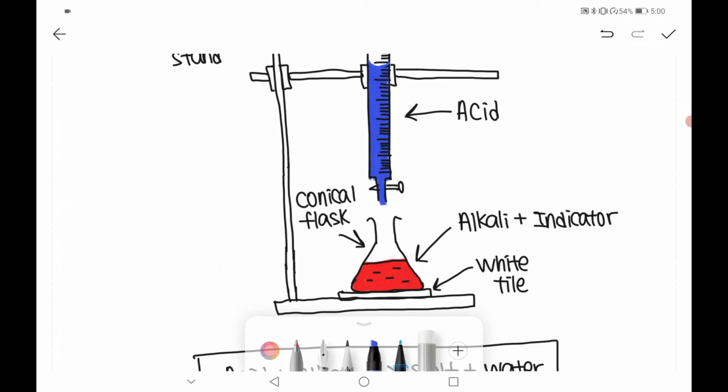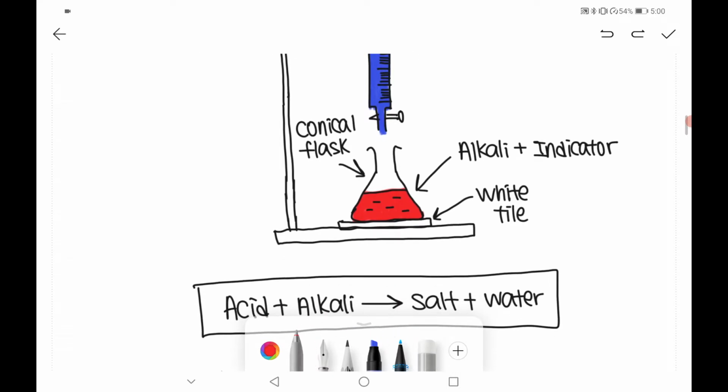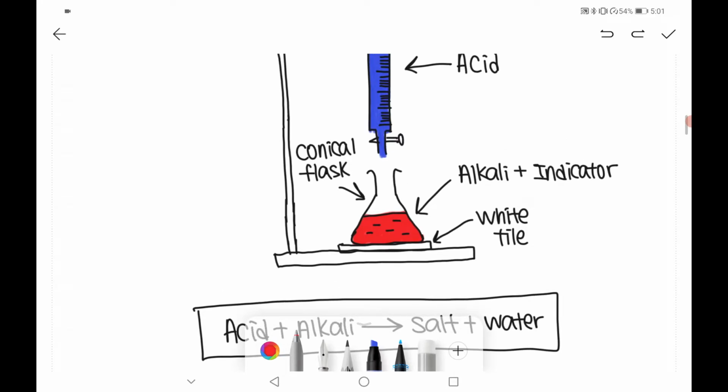So again, alkali doesn't have color. Alkali is supposed to be colorless. I just purposely made it red so it looks more beautiful. But in reality, acid doesn't have color and alkali doesn't have color. Okay, so then here you have something called indicator.